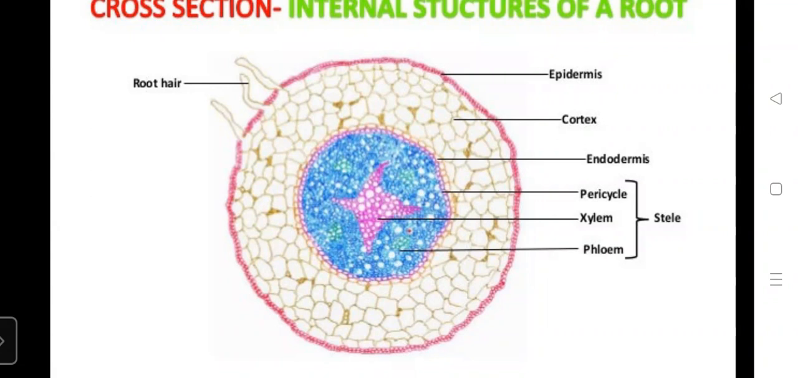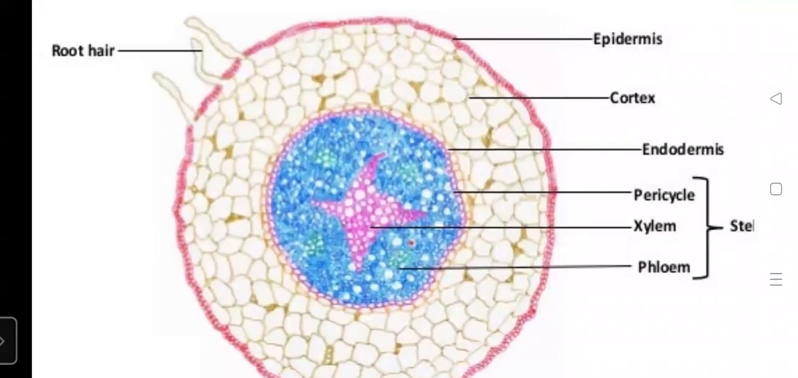The cortical cells are generally oval or rounded in shape, but they appear polygonal due to mutual pressure. See here, the brown colored cells in the cortex are parenchymatous cells. The cells are arranged in radial rows, so they may alternate with one another in successive concentric layers. Schizogenous intercellular spaces are present. In water plants, the intercellular spaces are large and form air cavities.